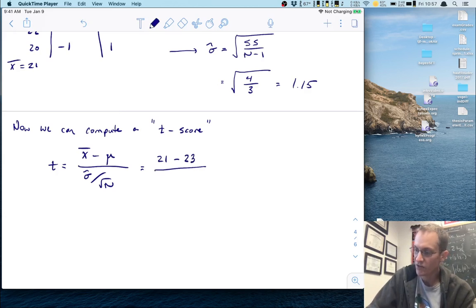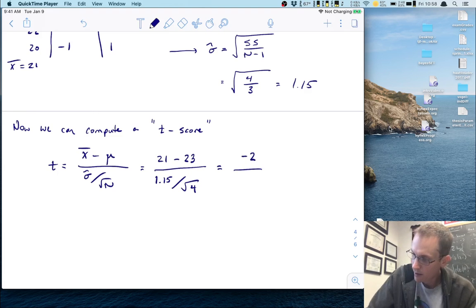Divided by, now we use sigma hat, which we found up here as 1.15, and we divide by the square root of 4. Now we can simplify this a little bit. The observed effect up top is a -2. The standard error at the bottom, if you take 1.15 divided by square root of 4, you get 0.575.